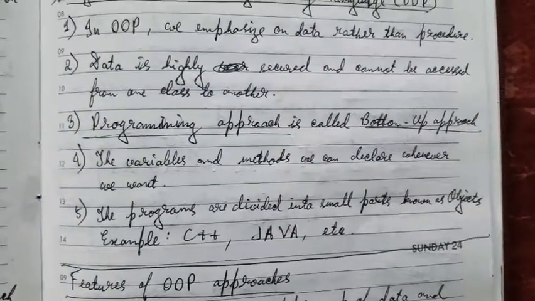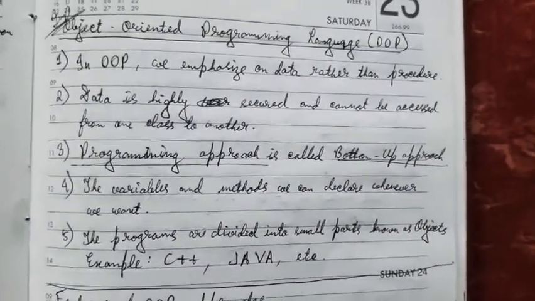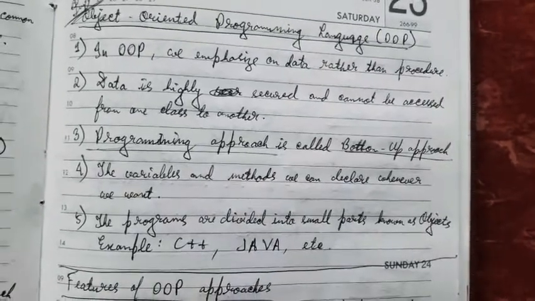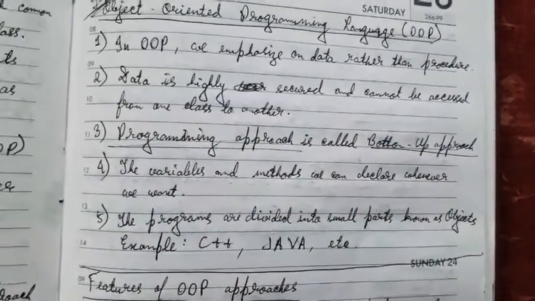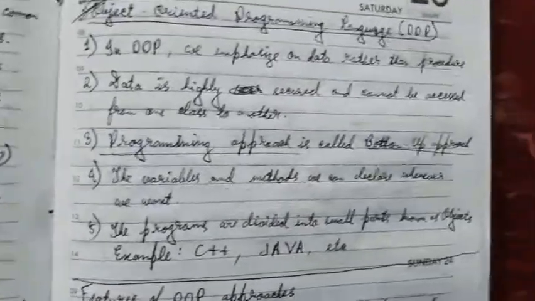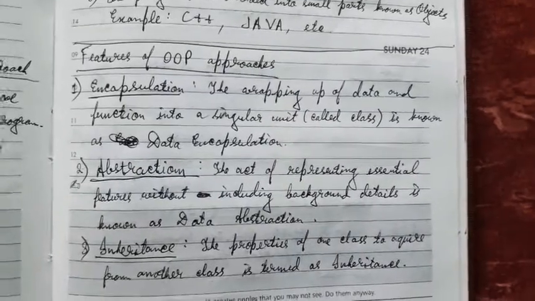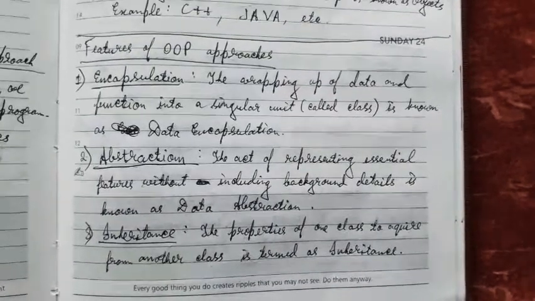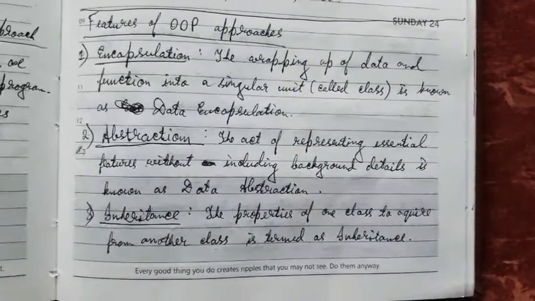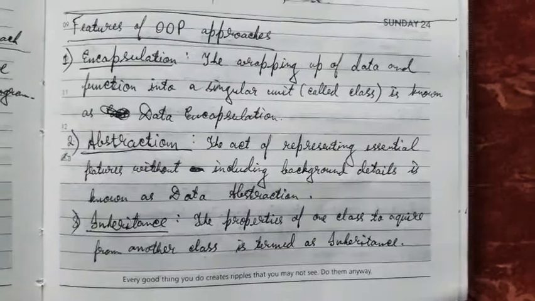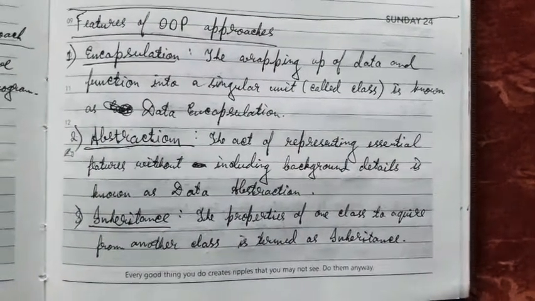Alright, so this is actually why object oriented programming is better than procedure oriented programming. You can see by the difference of it. You can write it as a difference also. Now let's come to the features of object oriented programming. Now what are the features? The first feature is called encapsulation.